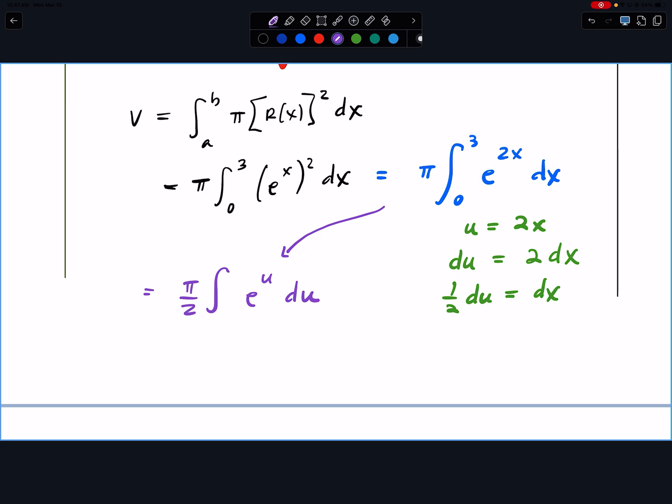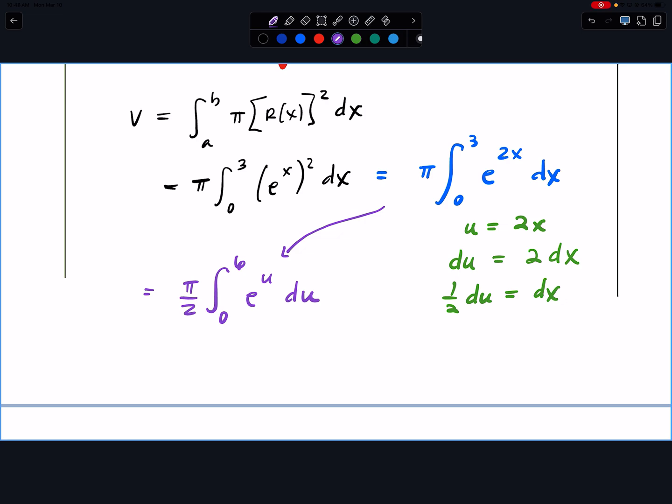Now, I have to remember, though, that I'm not integrating this in terms of x anymore. So do you guys remember, in this case, I have to change my bounds. If I plug in 0 for x, what's 2 times 0? 0. So this is going to be 0. If I plug in 3, what's 2 times 3? 6.